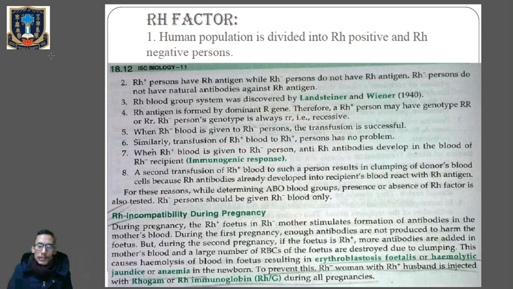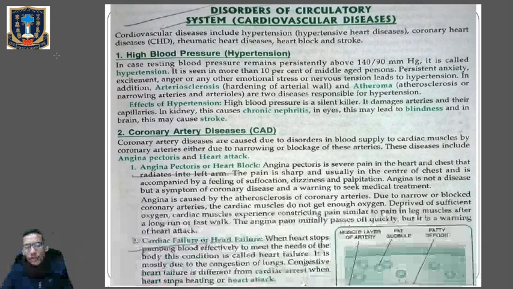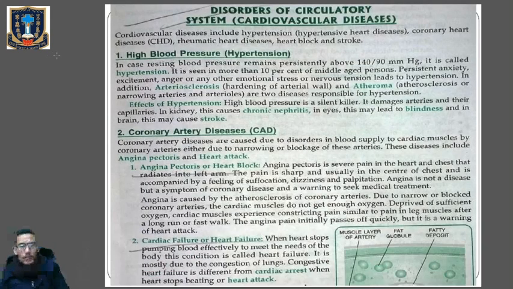Okay, so Rh factor is one of the most important factors beside the presence of antigen A or antigen B in our blood groups. So depending on the Rh factor, we have the blood group positive or negative. Okay, now we'll discuss a few of the disorders or diseases of the circulatory system.